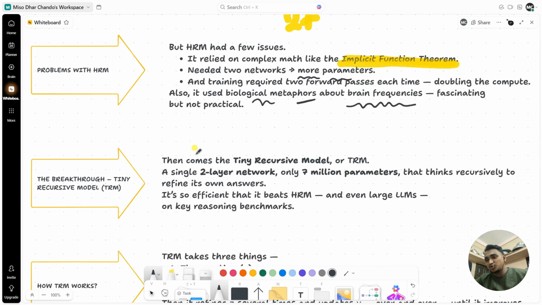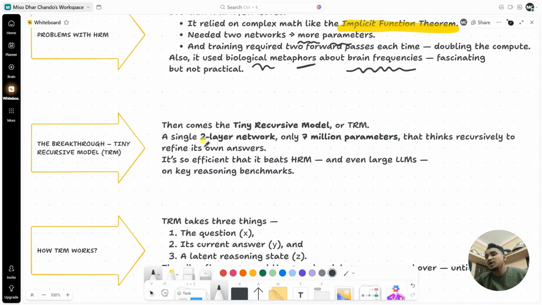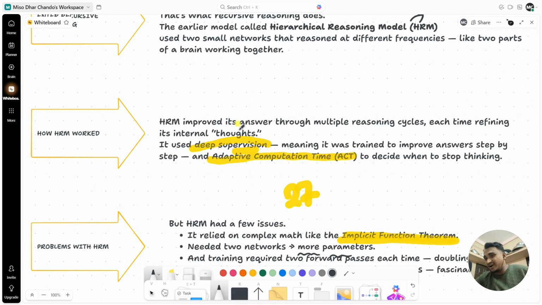Now let's look at the tiny recursive model, also called the TRM. A single two-layer network with 7 million parameters that thinks recursively to refine its own answers. It's so efficient that it beat the HRM and even large language models on key reasoning benchmarks. Now let's see the paper first, then we'll see how the TRM actually works. As well, let's see the Hugging Face repo of the TRM. They also discuss the HRM. I'll go there right now.